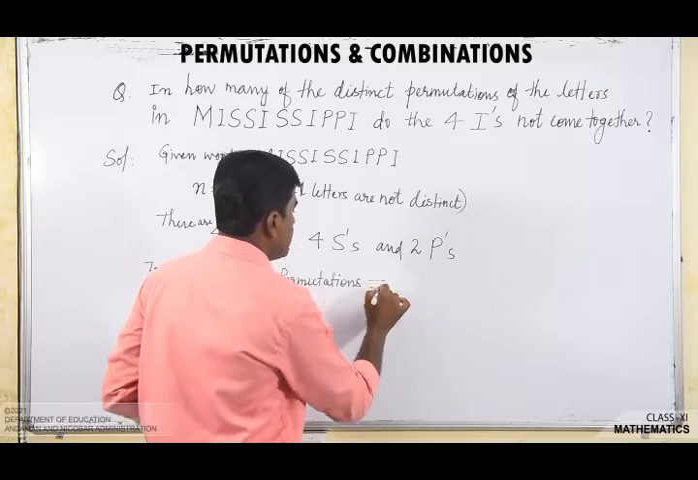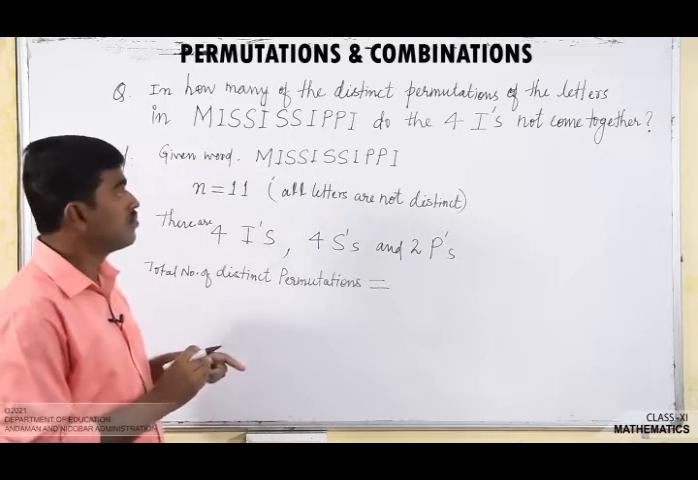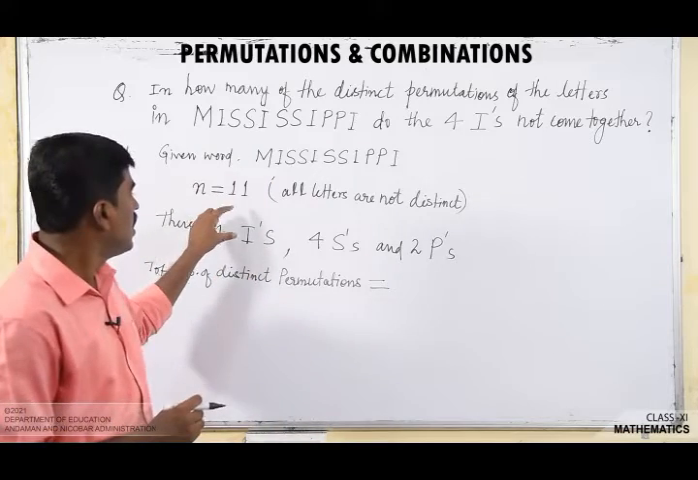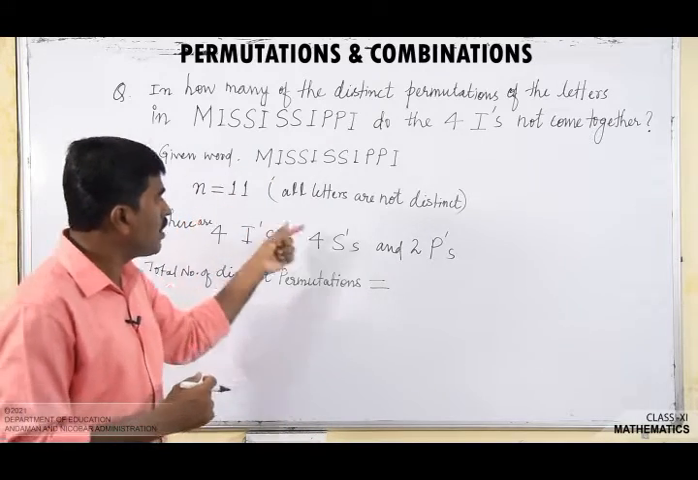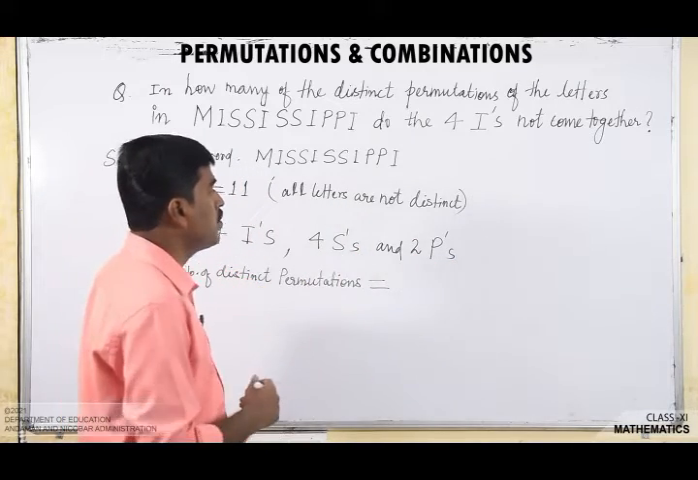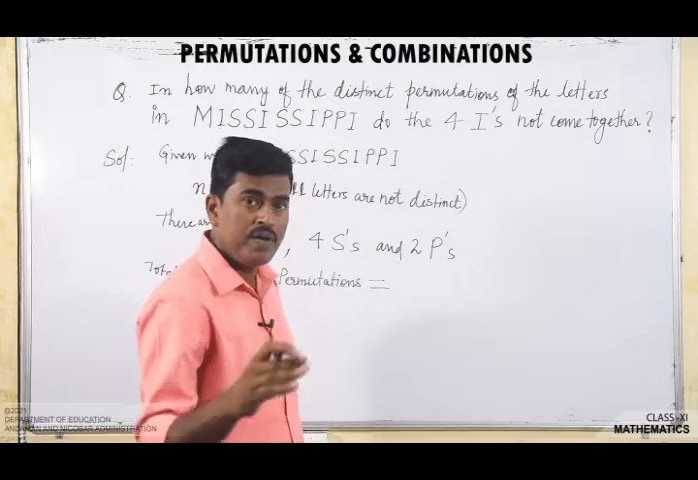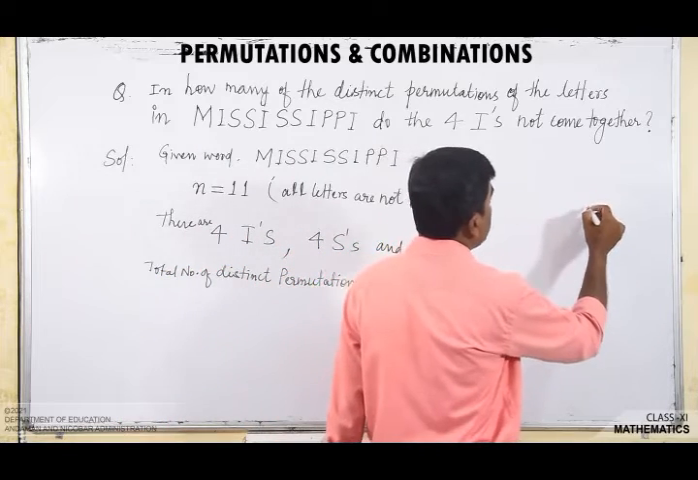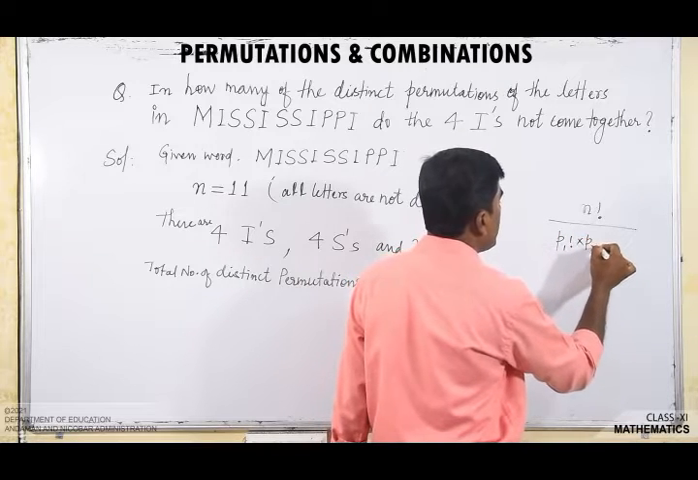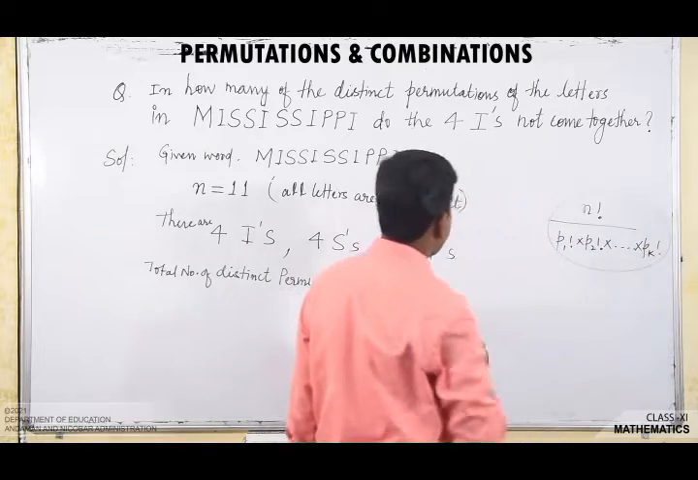Okay, that is clear. Now it is a case of permutations of n objects in which there are some objects of the same kind. Here 4 objects are of the same kind, another 4 objects are also of the same kind, and 2 objects are of the same kind. So which formula do we have to use? We know that the permutations of n objects, when p1 objects are of the same kind, p2 objects are of the same kind, and so on, is n factorial divided by p1 factorial into p2 factorial into p3 factorial dot dot dot into pk factorial. That formula we have to use here.